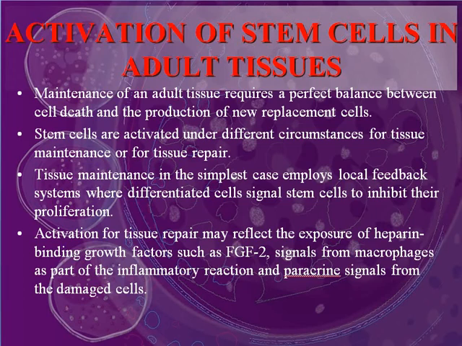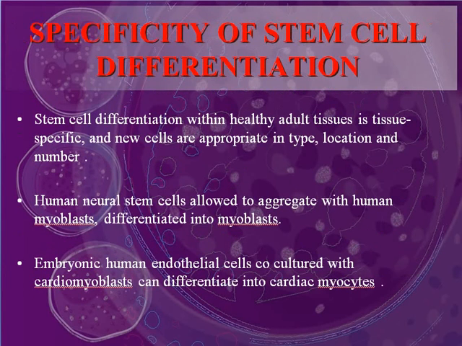Tissue maintenance is the simplest case and employs a local feedback system where the differentiated cell signals stem cells to inhibit their proliferation. So when differentiation occurs from the daughter cells, these differentiated cells signal the stem cells to stop dividing and stop making other differentiated cells. Activation of tissue repair may reflect exposure to heparin-binding growth factors such as FGF2 signals from the macrophages as part of the inflammatory reaction, and paracrine signals from the damaged cells.